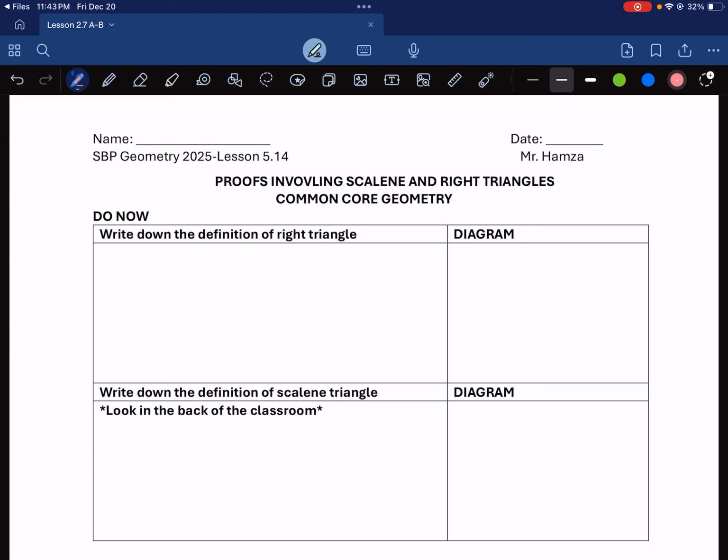Hello y'all, welcome to lesson 5.14. Today we're going to be doing proofs involving scalene and right triangles. So let's go to right triangle first.